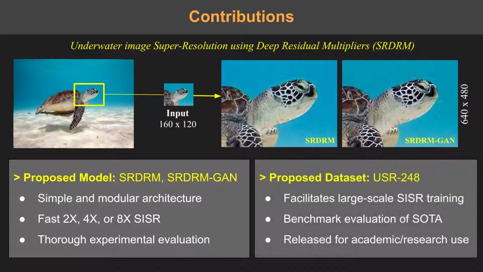In addition, we present a large-scale dataset named USR248, which facilitates supervised pair training of underwater SISR models. We also provide a benchmark evaluation of several state-of-the-art models on its test set and compare the results with our proposed models. We have released this dataset for academic research purposes.